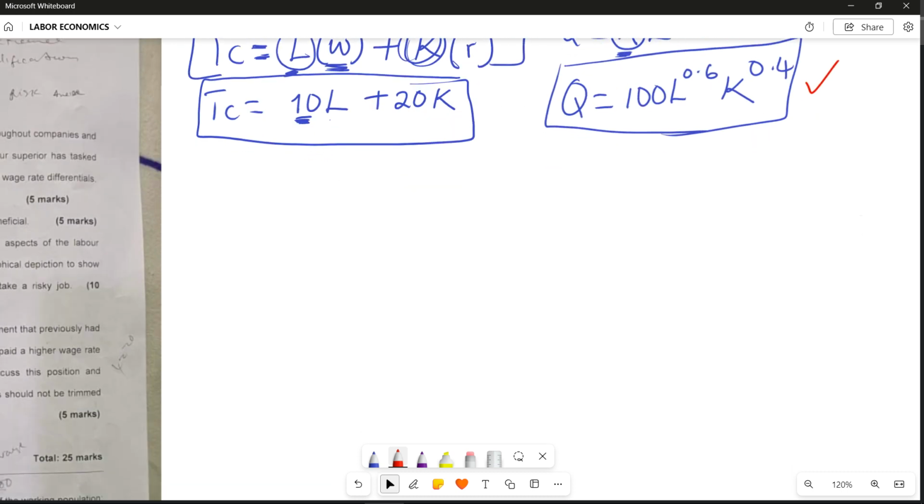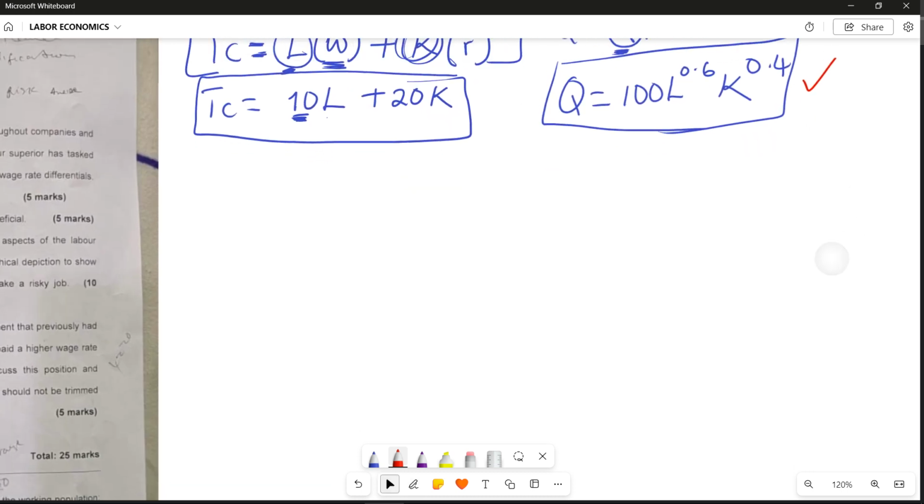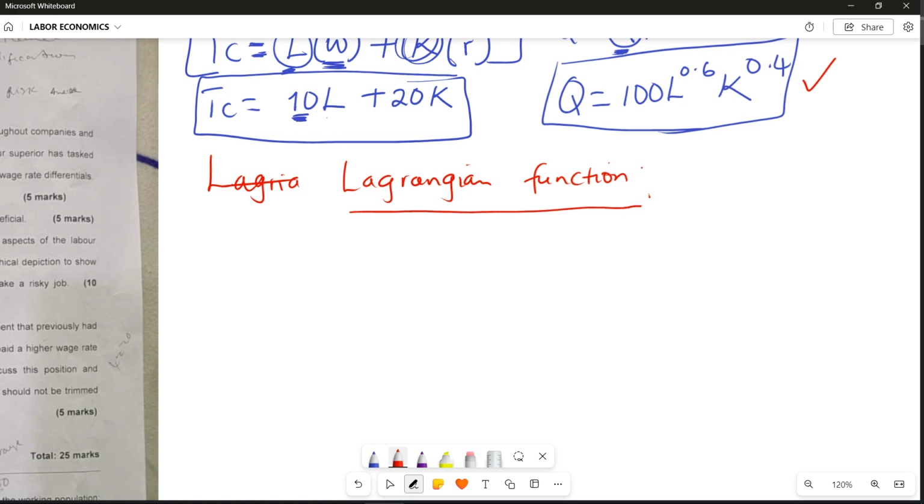Now here is where the real gymnastics starts. For us to find this level of output, we have to use what is called the Lagrangian function. Now, what does a Lagrangian function look like? Well, it's simple. A Lagrangian function looks like this.